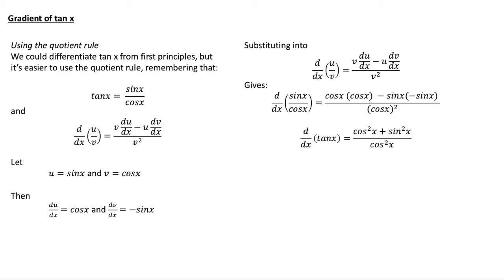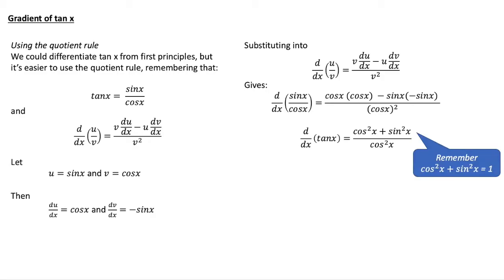Okay, so the next line, well, cos x times cos x is cos squared x. Minus sine x times minus sine x gives us plus sine squared x, and on the bottom we wrote it as cos x squared before because we were subbing into the formula at the top, but of course we tend to write that as cos squared x.